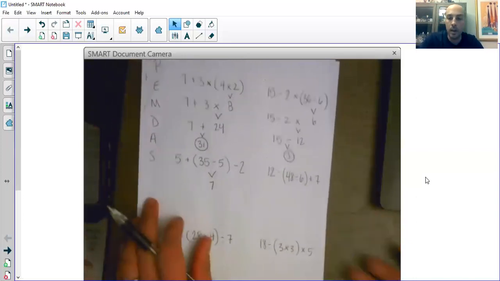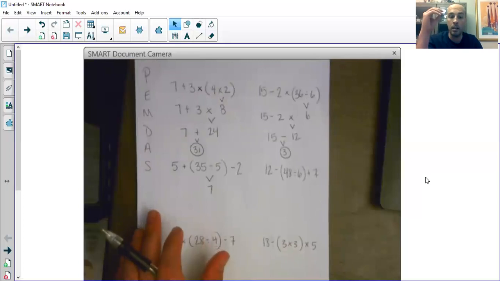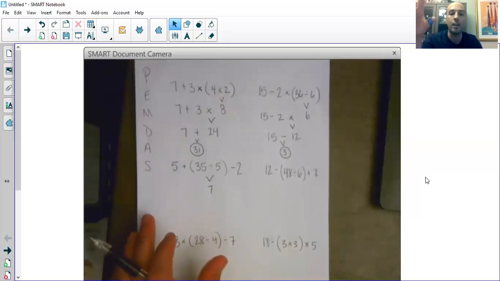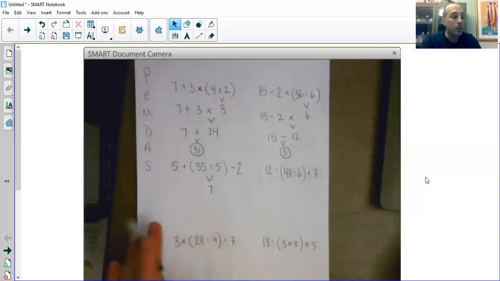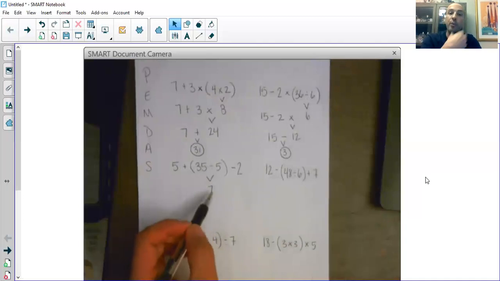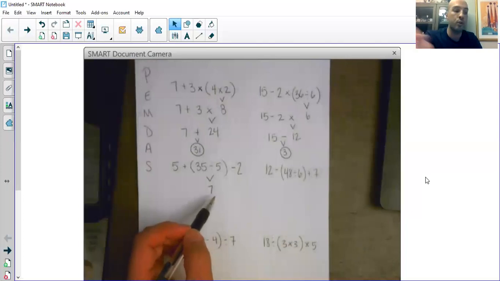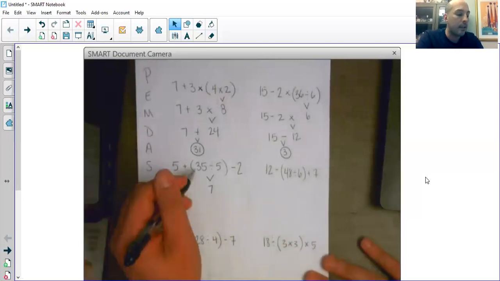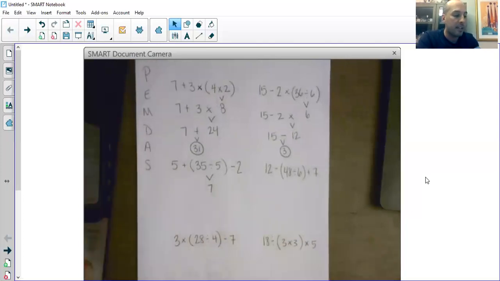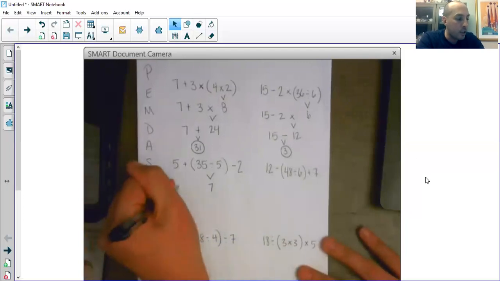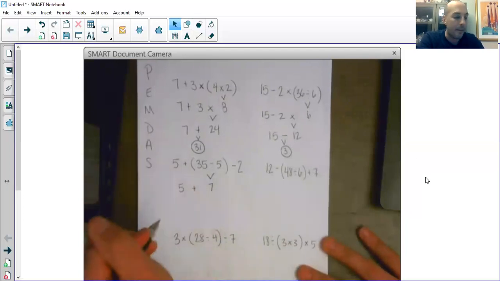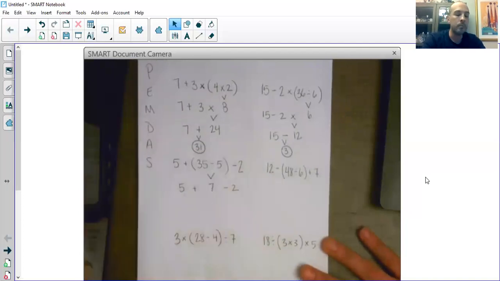The reason that this becomes tricky is because as readers, we naturally read from left to right. So when we start seeing something that we do first in the middle, we have to change our approach, okay? So now that I did 35 divided by 5 is 7, I bring everything else down. So my new equation is 5 plus 7 minus 2.